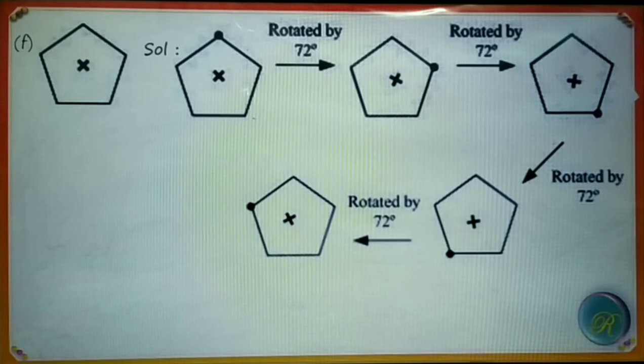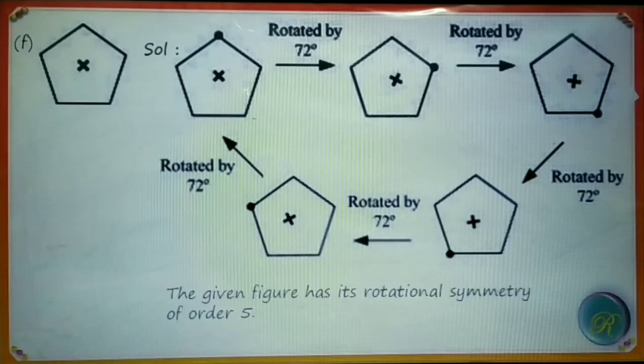Again, when we rotate about 72 degrees, then we will reach the original position. Therefore, the given figure has its rotational symmetry of order 5.